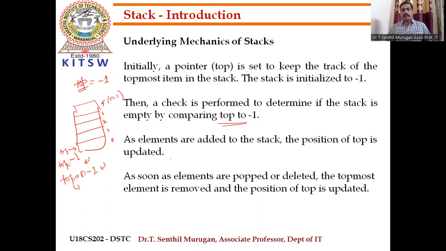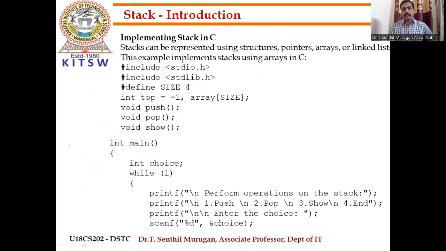Whenever we pop or delete an element, what happens? The topmost element is removed and the position of top is updated. Top is pointing here. If you want to remove or pop the element, the element will be removed, it comes out. Then the top pointer will be updated: top minus minus. Whenever we are adding, we use top plus plus. Whenever we delete, we perform top minus minus. Now we are going to implement the stack operations using a C program, following whatever things we said.